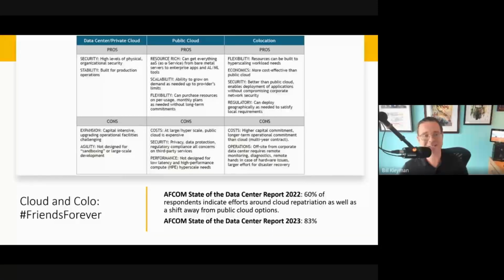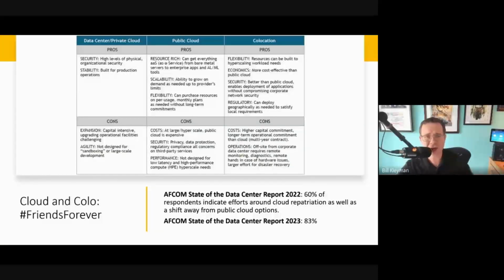That's why I have the hashtag friends forever element there, because that's true in the sense that all of these technologies can work together. But as opposed to in the past, when you might say things like, this just needs to live in the cloud by default, we're no longer saying that because we understand workloads a little bit better and where they need to reside.